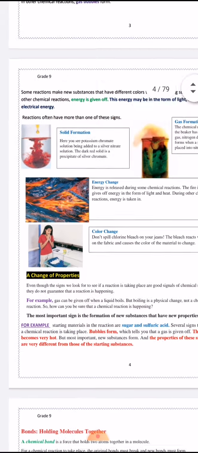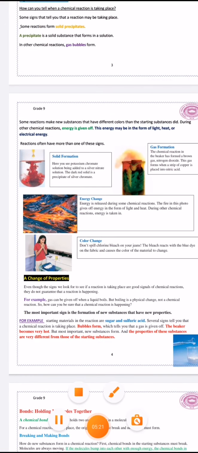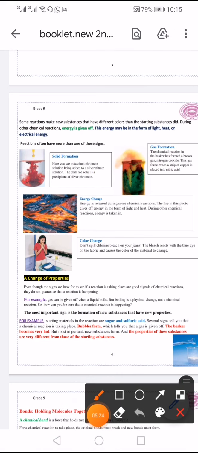Change of properties. Even though the signs we look for to see if a reaction is taking place are good signs of chemical reaction, they do not guarantee that a reaction is happening. For example, gas can be given off when a liquid boils. So this is not a sign of a chemical reaction, as when a liquid boils, it is a physical change, not a chemical change.